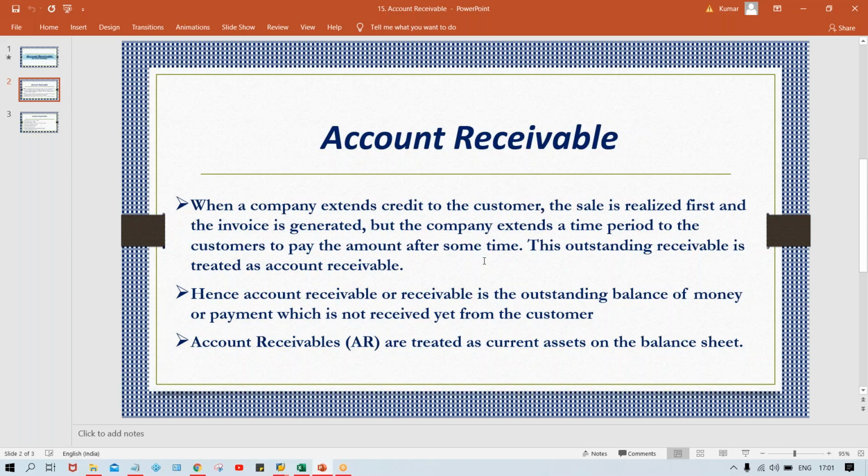In between, let's suppose we have made a purchase worth 5,000. So this 5,000 will be your liability, you must pay it, right? And that is called your payable.